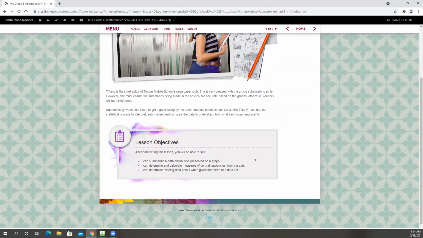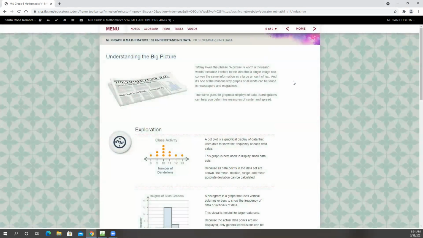So some of these things are going to be familiar. We'll talk about mean. We'll talk about mean absolute deviation. You'll see dot plots, histograms, box plots. And then we'll learn some of these new things about summarizing, calculating some of these central tendencies by looking at those visual representations. So I'm going to go ahead and turn the page and we'll go ahead and dive right on in.